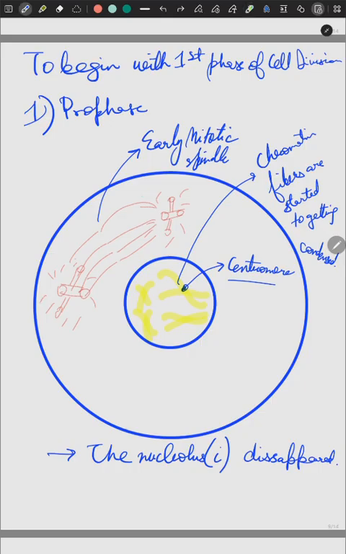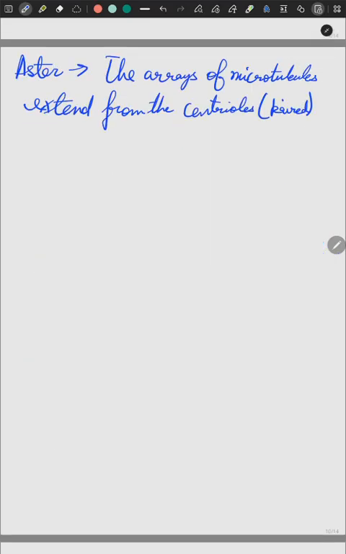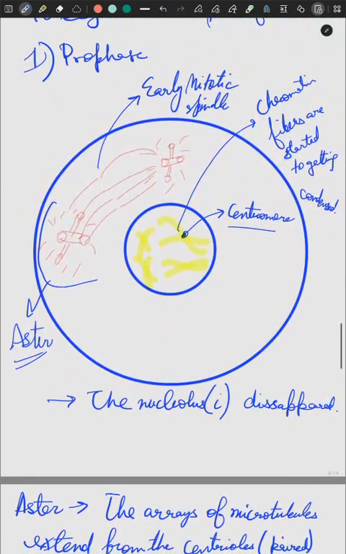Another thing I'd like to mention is about asters. So what are asters? Asters are the thing when the microtubules from the centrosomes are directed toward each other. This is termed an aster. I'll read the definition for you. The arrays of microtubules extend from the centrioles and are forwarding toward each other. You can also see the centrosomes appear to move in opposite directions from each other. So this resulted in the mitotic spindle.